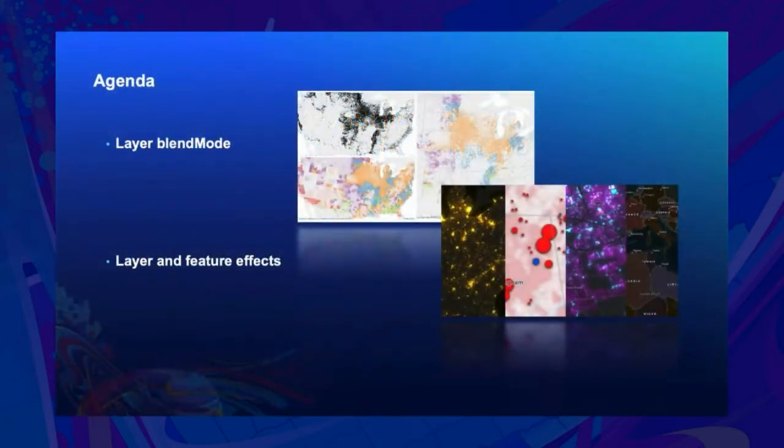Over the last releases, we have been adding new graphical capabilities to the JavaScript API, and today we are going to cover the main ones. First, Andrew will talk about layer blend modes, and you will learn how you can control how layers are blended together and how you can create new unique visualizations. And then I will talk about layer and feature effects and how you can apply different types of very fancy effects like drop shadow and blur and bloom, and how you can really make your data pop. Please, Andrew, take over.